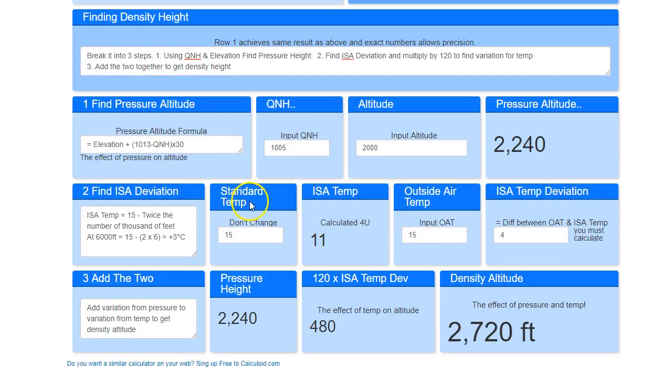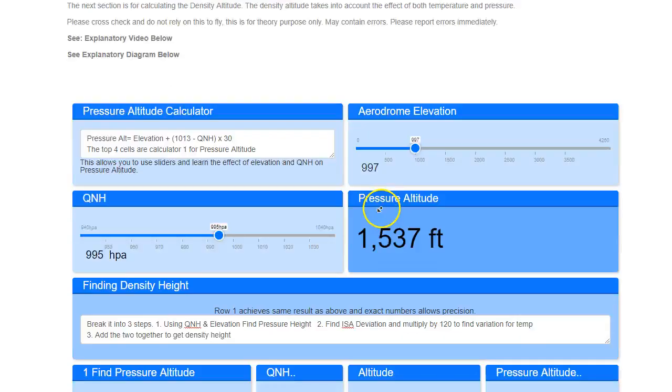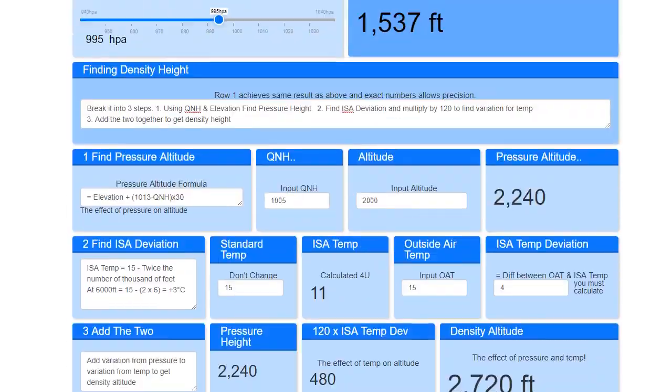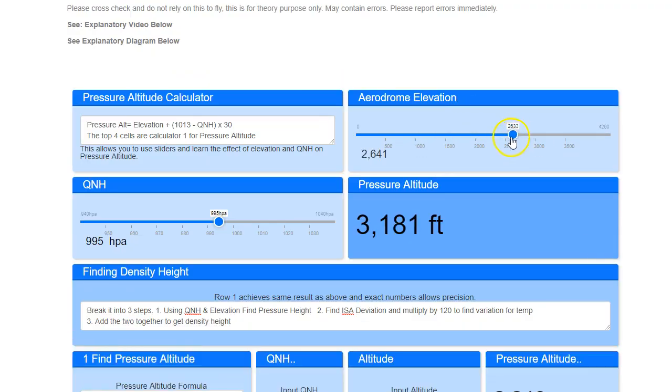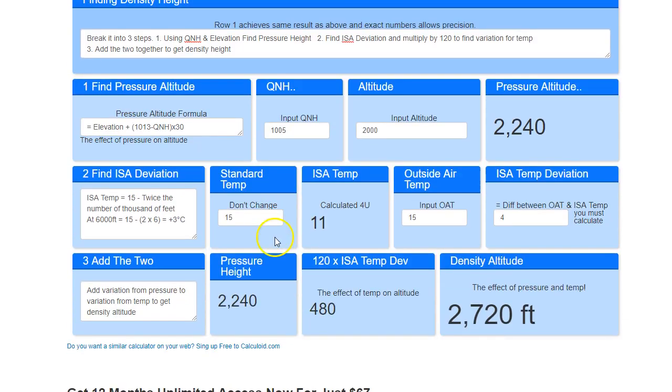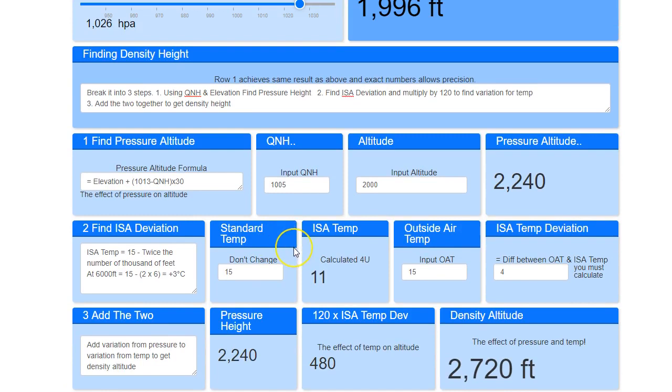Now the second part of the calculator deals with finding density height. Now, to find density height, you first need to find pressure height. But the way I've built this here is just for visual learners so you can play with it and learn the relationship, okay? This here is the actual calculator that you're going to use as you're doing hundreds of solutions to learn, okay, that you're going to input your data. So if your pressure is 1020, you can input it there. If your altitude is 5,000, you're going to input it there.